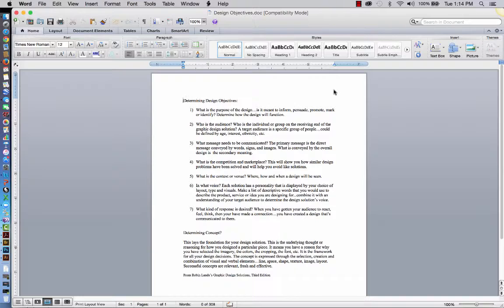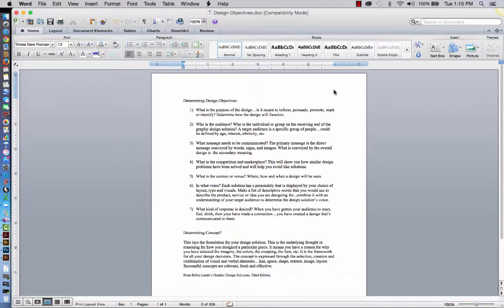Determining design objectives is one of the forms that I use in my own personal design work, and it was a form that was previously created with the help of the textbook by Robin Landa. So I just want to take a couple of minutes and go through the design objectives form and encourage you, if you're working in a freelance job as a graphic designer, or really if you're working as a staff graphic designer for a company or corporation, this is a great way to determine whether or not you've done what you need to do to ensure you understand what the requirements of the design are.